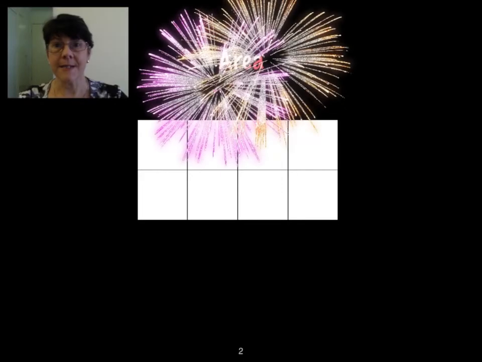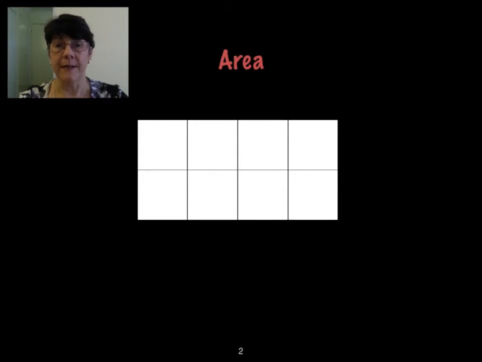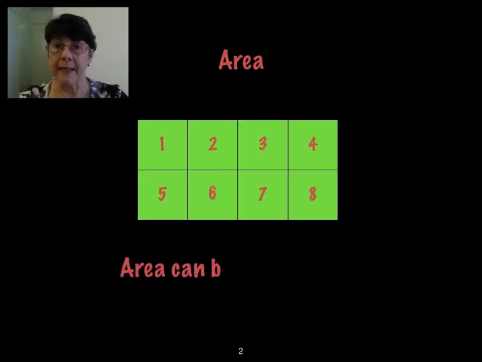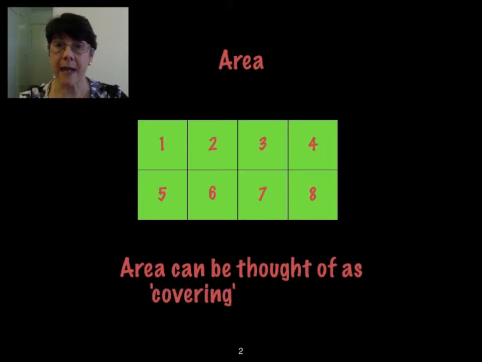Now let's look at area. The easiest way to think about area is to draw the shape on centimeter or inch grid paper and count the number of squares that cover the shape. A key word for area is covering.